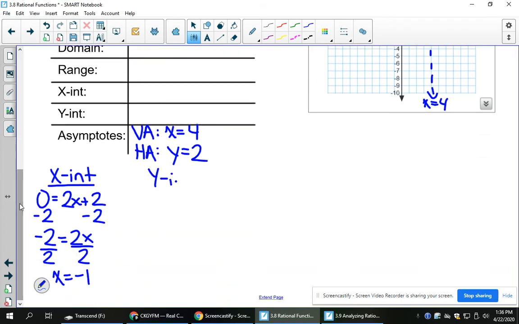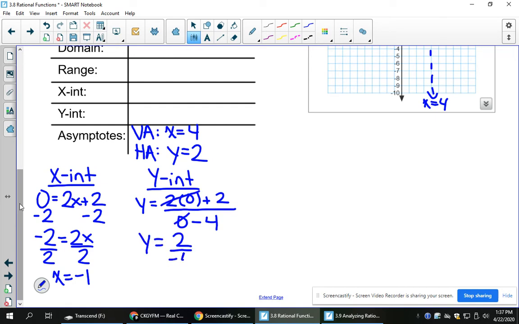My y-intercept is where all of my x's turn into zeros, which looks like this. But the x terms always cancel. So you really can just divide the constants, the terms without x's, simplify them, and that gives you your y-intercept at -1/2.